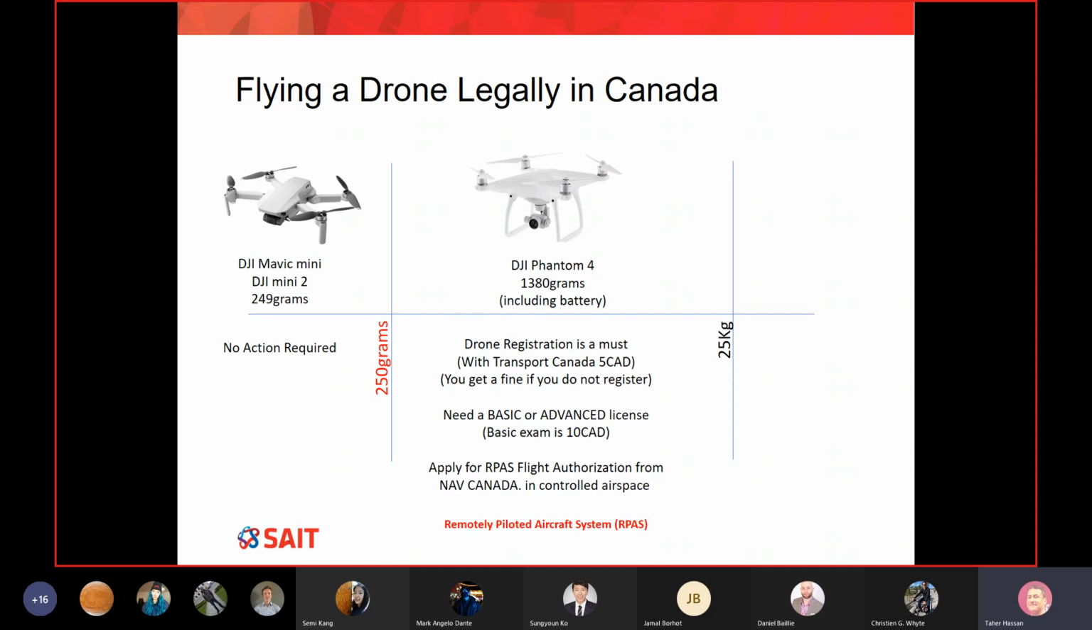The advanced license is different. For the advanced license, you also have to write an online test for the knowledge, and then you need to go to ground school where you do an exam where you fly an actual drone. And there are many schools, like driving schools for drones.